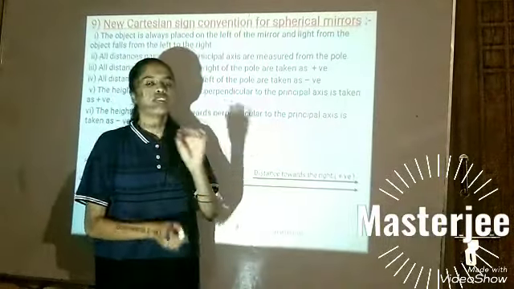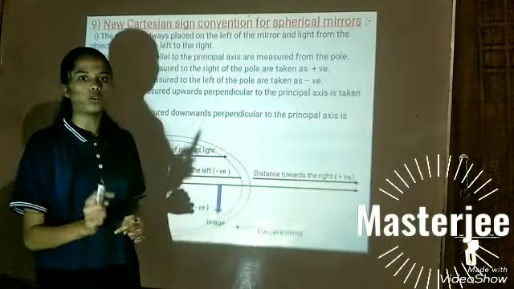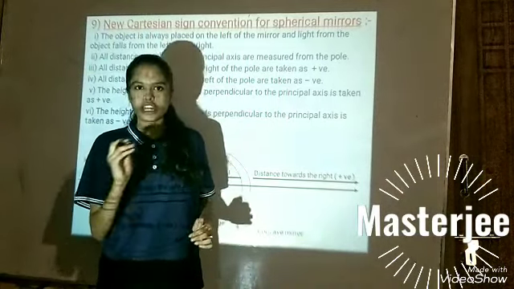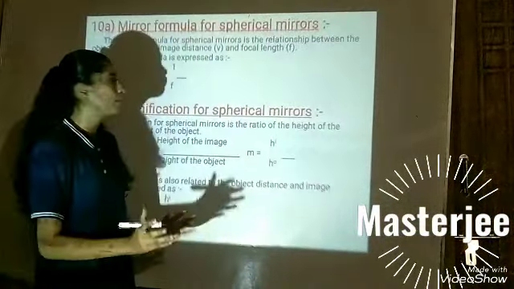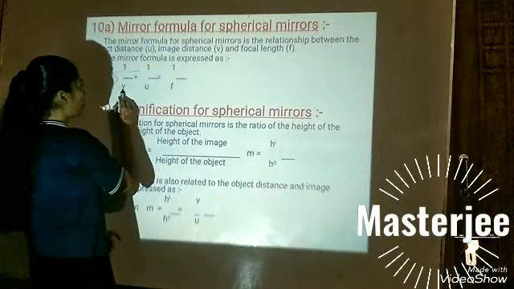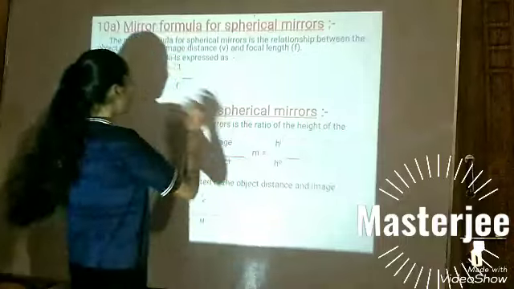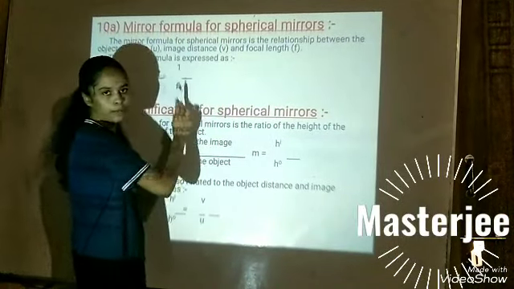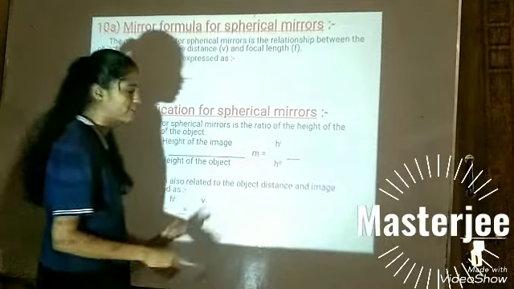And now let's see about the mirror formula. The mirror formula is 1/f = 1/v + 1/u. This is the mirror formula. Here v represents the image distance, u represents the object distance, and f represents the focal length of the concave mirror.